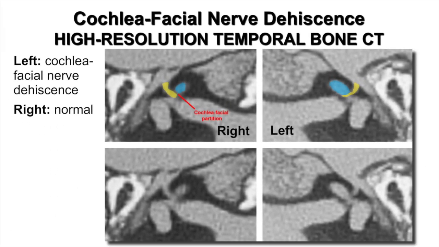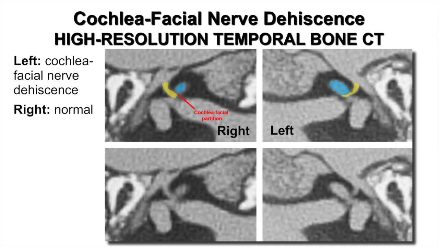This figure illustrates the findings of his high-resolution temporal bone CT. These are axial images which have been inverted. On the top panel, the right side and the left side show that the cochlea is colorized in blue, while the facial nerve is colorized in yellow. The image on the left side on the top represents the right ear, and the red line shows the bony partition separating the cochlea and facial nerve, which is normal. On the left, which is shown on the right side of your screen at the top, you can see there is no bony partition between the cochlea colorized in blue and the facial nerve colorized in yellow.